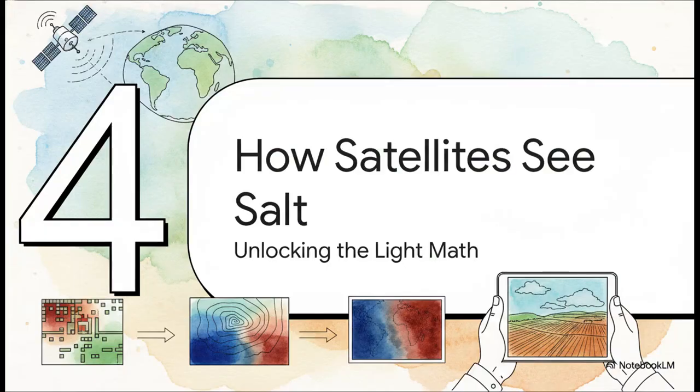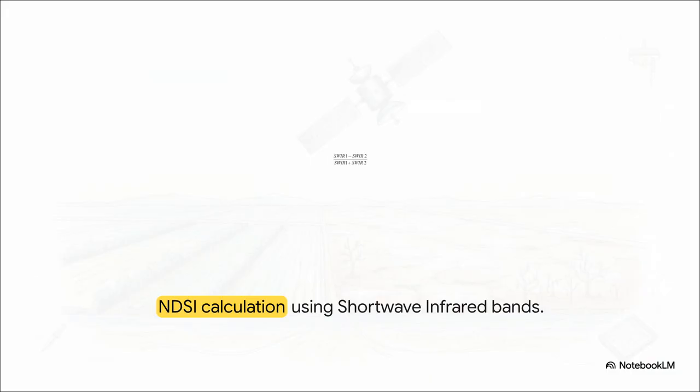Okay, Section 4, how satellites see salt, or unlocking the light math. Now, do not let this formula freak you out. This is just what I like to call light math. This specific equation is for the Normalized Difference Salinity Index, or NDSI. Think of it as a recipe. It subtracts and divides invisible shortwave infrared bands to basically isolate the mineral salts. When you run this calculation on the satellite pixels, the salt literally starts to glow on your digital map.